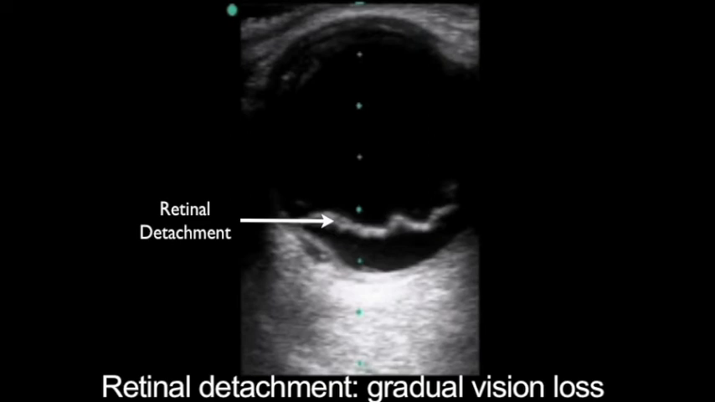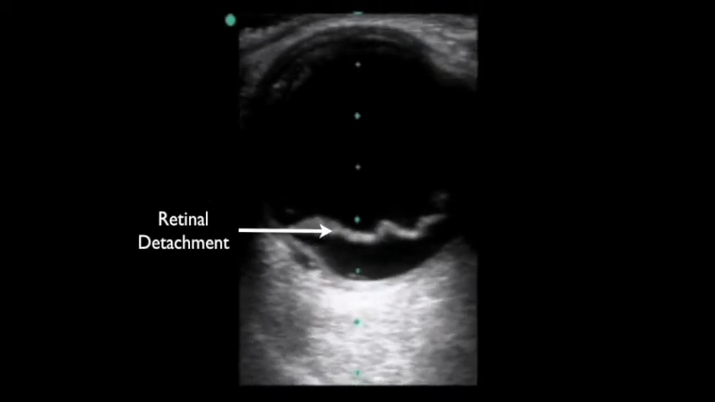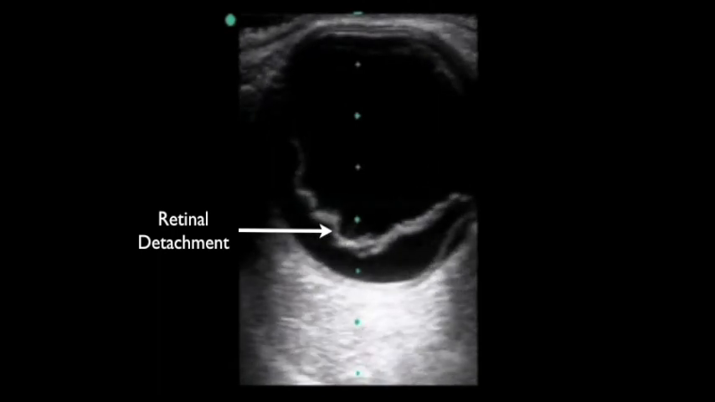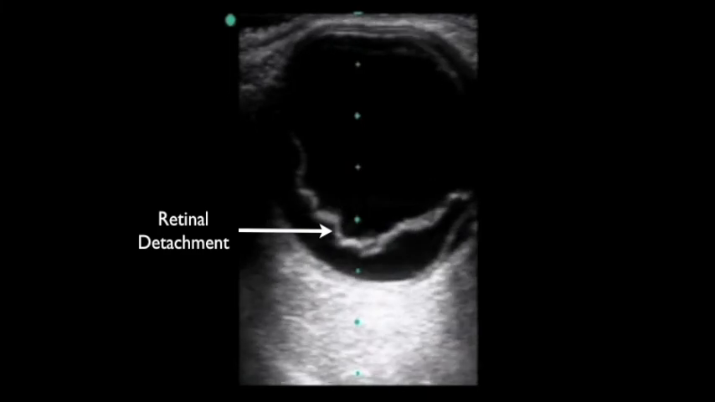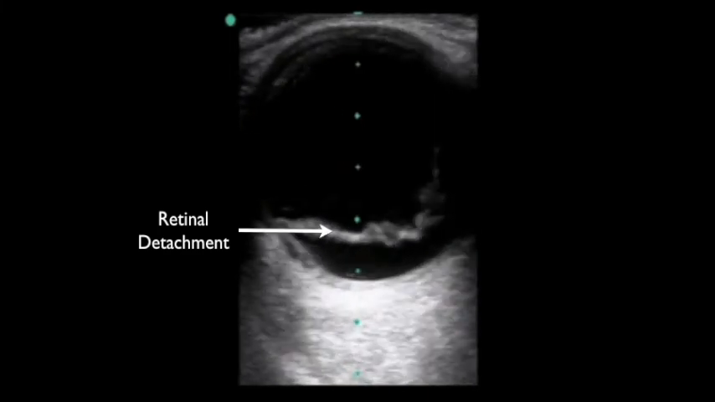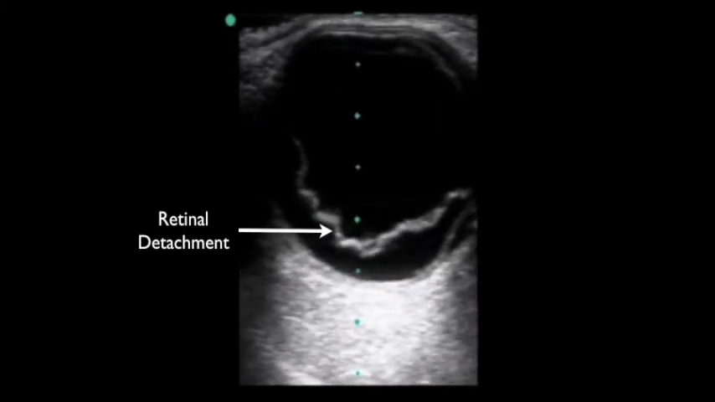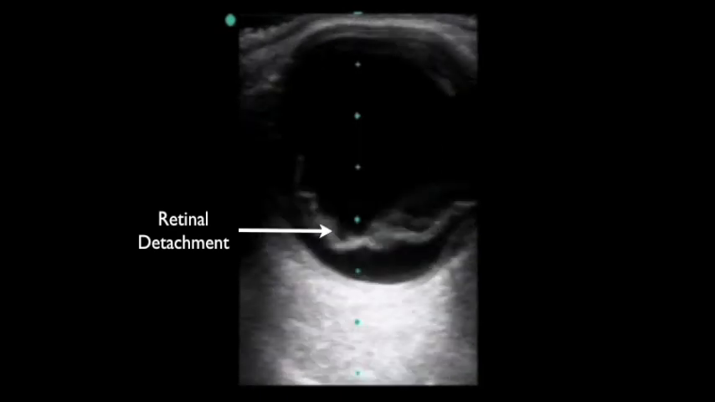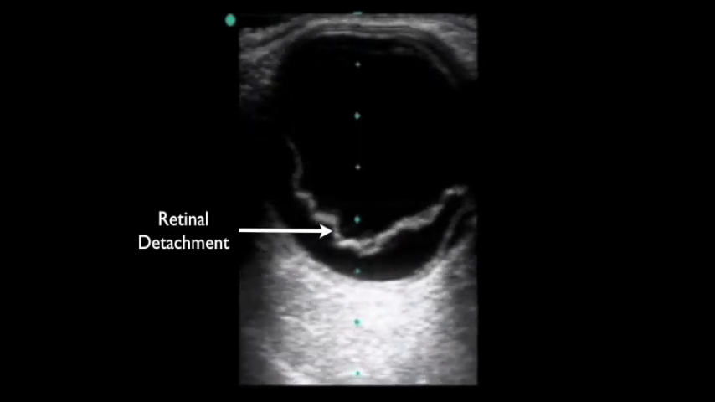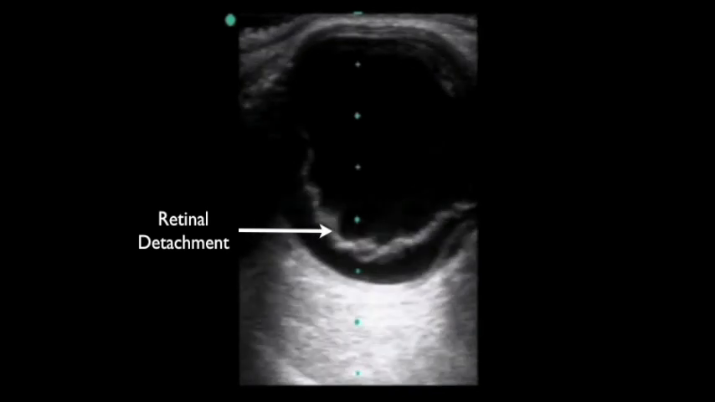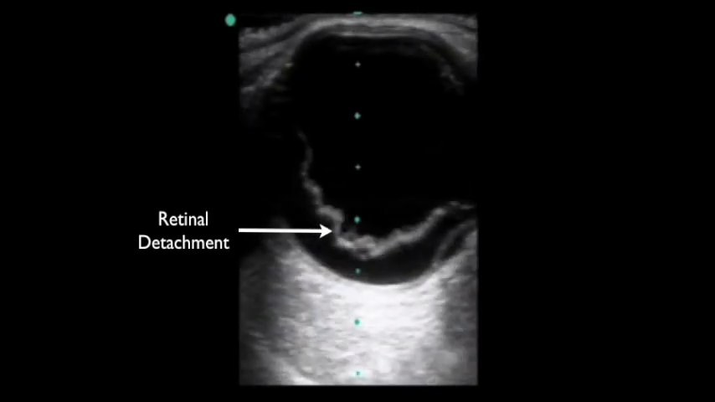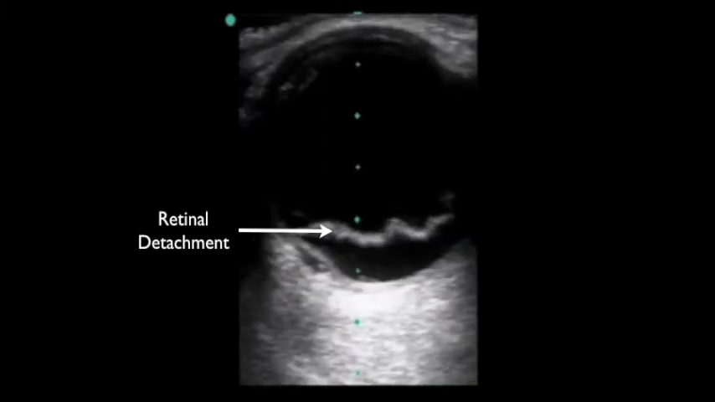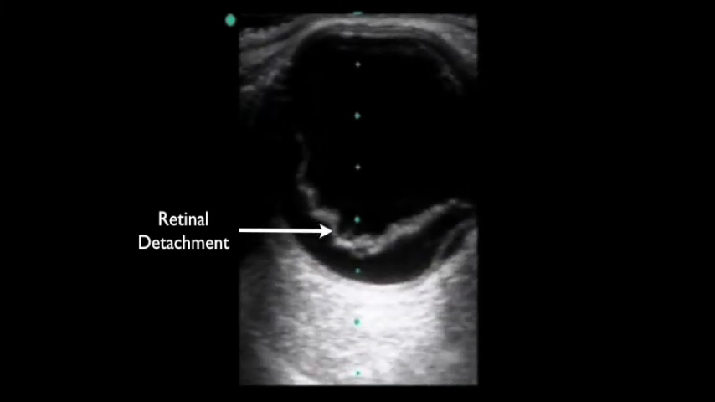Retinal detachment. This ultrasound image is from a patient who came in complaining of gradual vision loss over the last couple of days. Upon placing the ultrasound probe, we see a hyperechoic, wavy, thick line in the posterior aspect of the globe. This wavy line represents a retinal detachment. A maneuver to help clarify the diagnosis is to have the patient move their eye to the right or to the left, and the wavy line will move like a sheet in the wind, which is seen in this video.